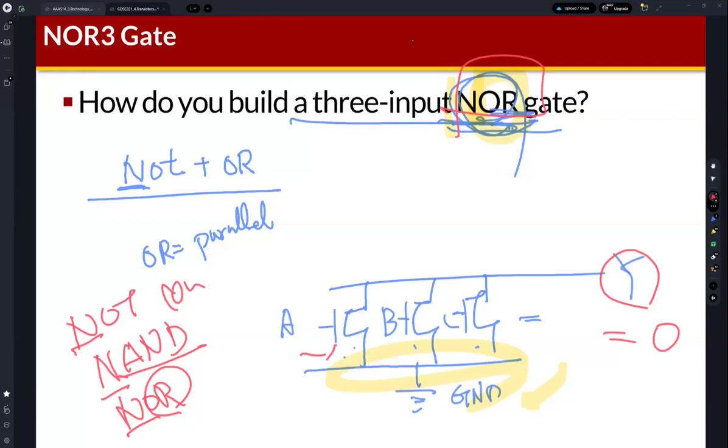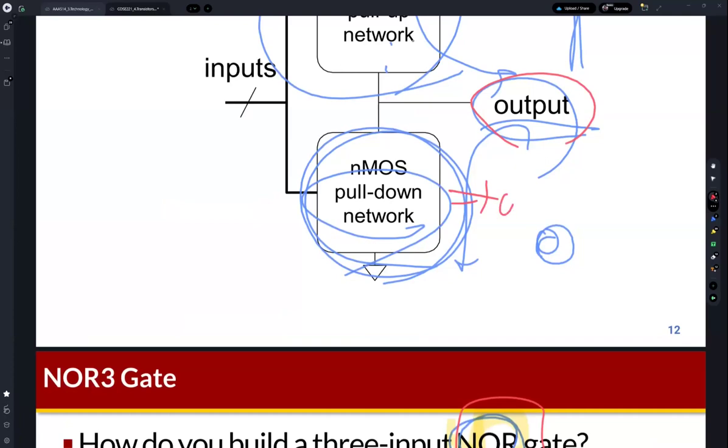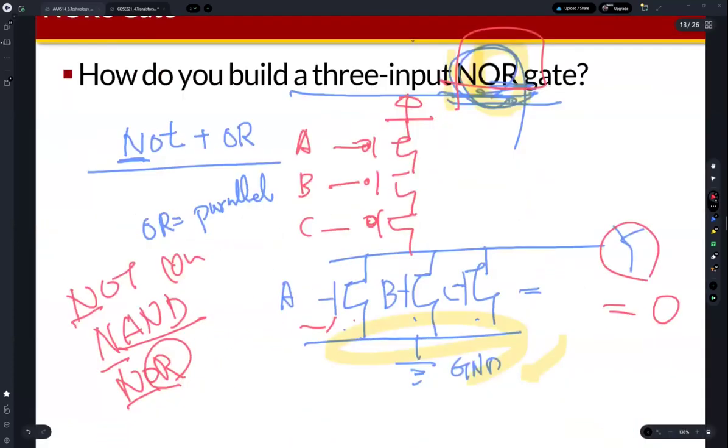Now how about the PMOS pull up network? PMOS is actually the opposite of the NMOS transistor. So which means we need to connect the PMOS transistors in the opposite manner. So PMOS transistors need to be connected in serial, right? And A, B, C, like this. You understand? So this is because when the pull down network is activated, then the output becomes 0. So that's why this is NOR.